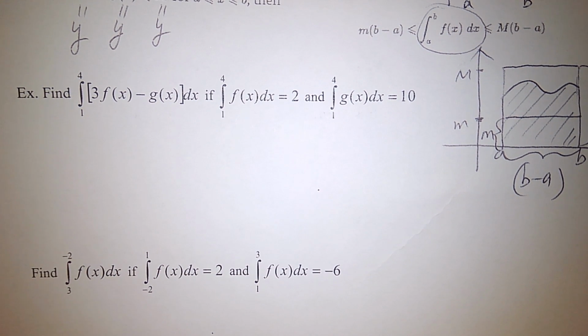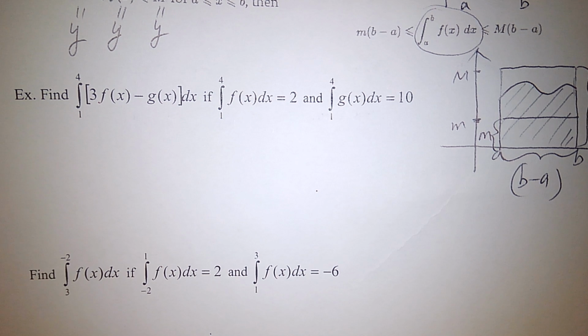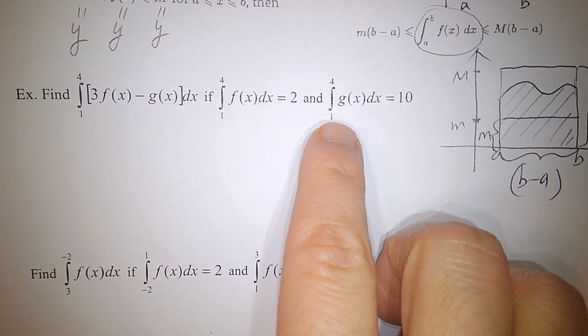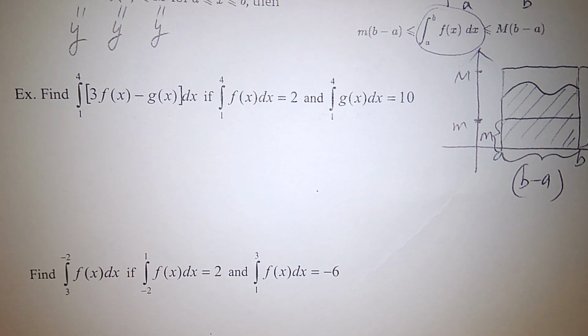Find the integral from 1 to 4 of 3 f of x minus g of x dx, if the integral from 1 to 4 of f of x dx equals 2 and the integral from 1 to 4 of g of x dx equals 10. Okay, very good, thank you.